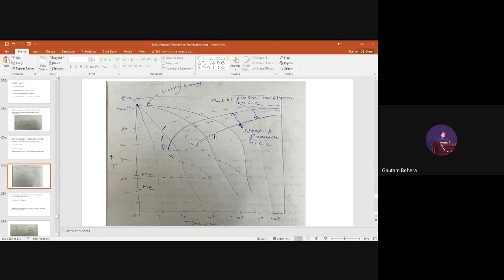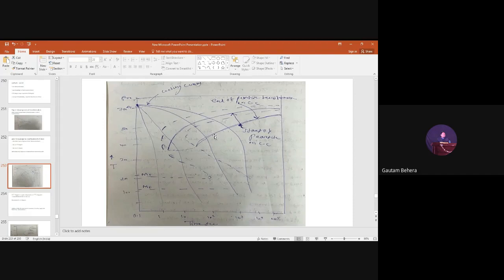Listen carefully. To draw a TTT diagram, you need two salt bath furnaces, for example. One salt bath furnace is maintained at 800 degrees centigrade, and the other salt bath furnace is maintained at 300 degrees centigrade, as you talked about, right? So you put the steel in the 800 degrees centigrade salt bath furnace. You make it austenized, homogeneous austenite. Then suddenly, quickly, you take out the sample and put it into the second salt bath furnace, which is maintained at 300 degrees centigrade.